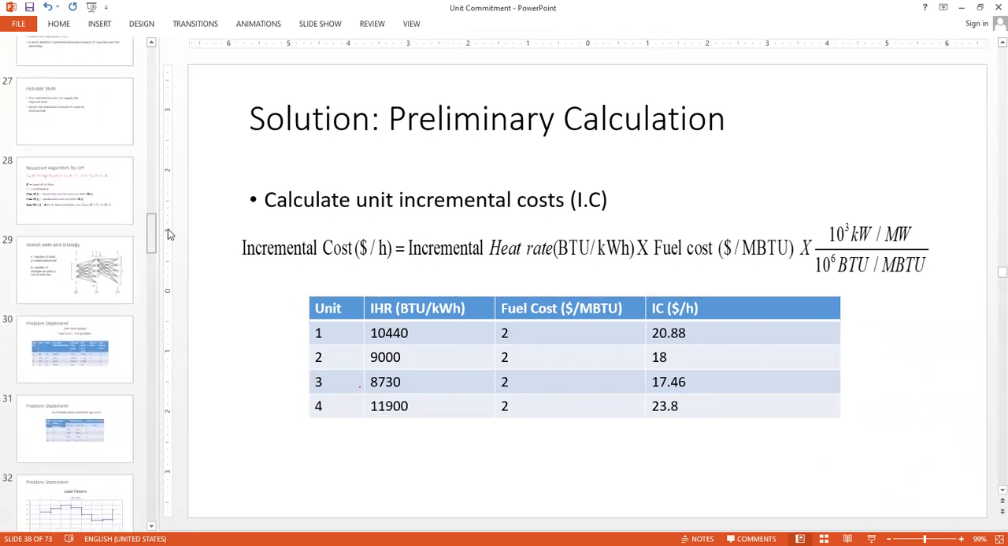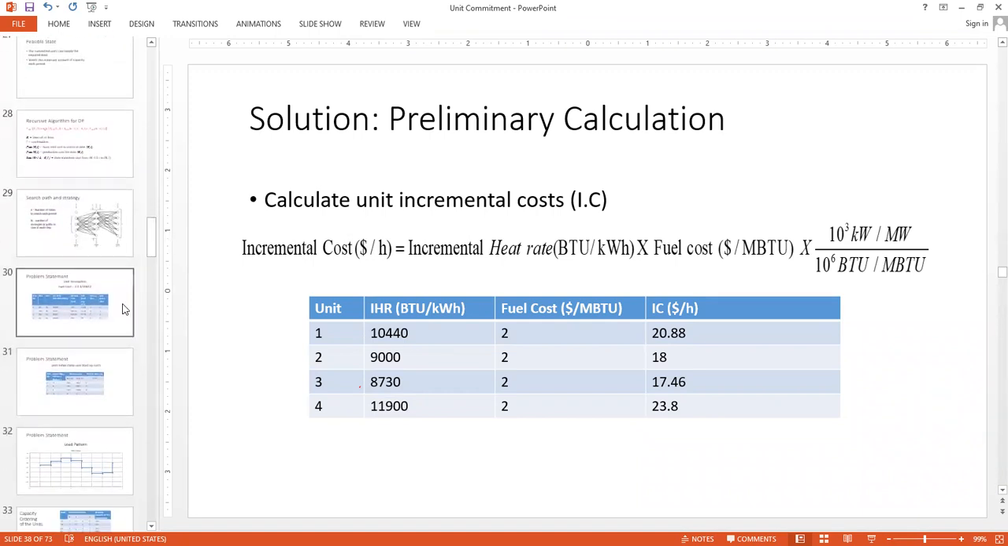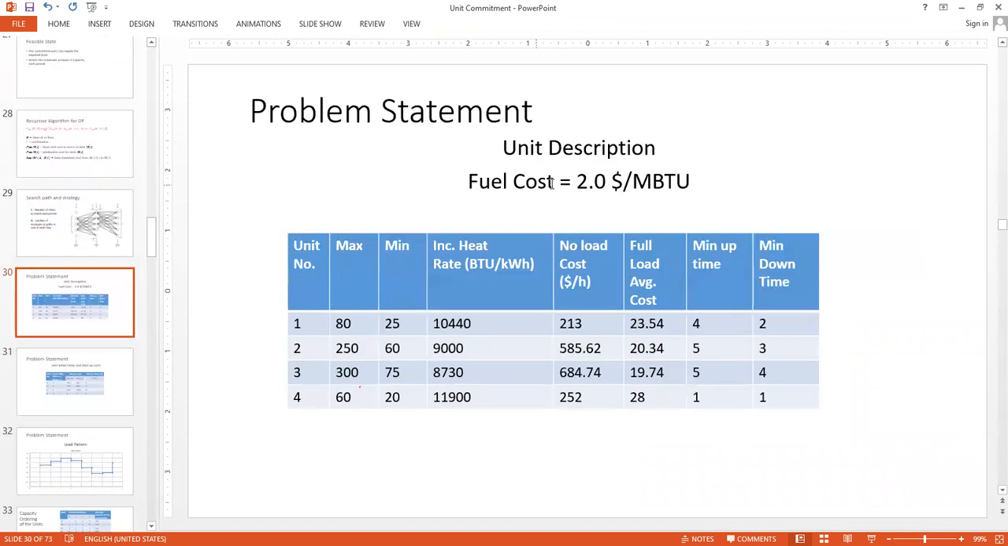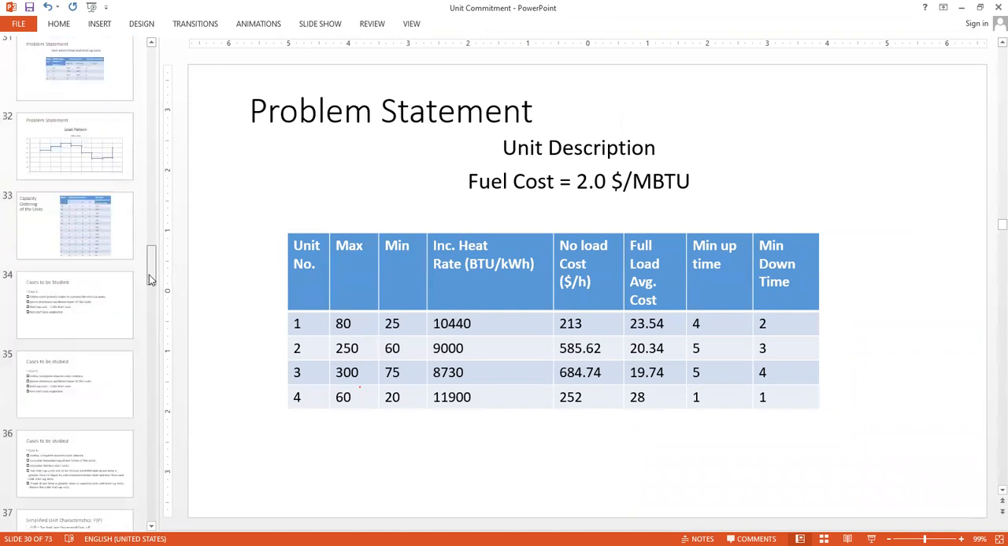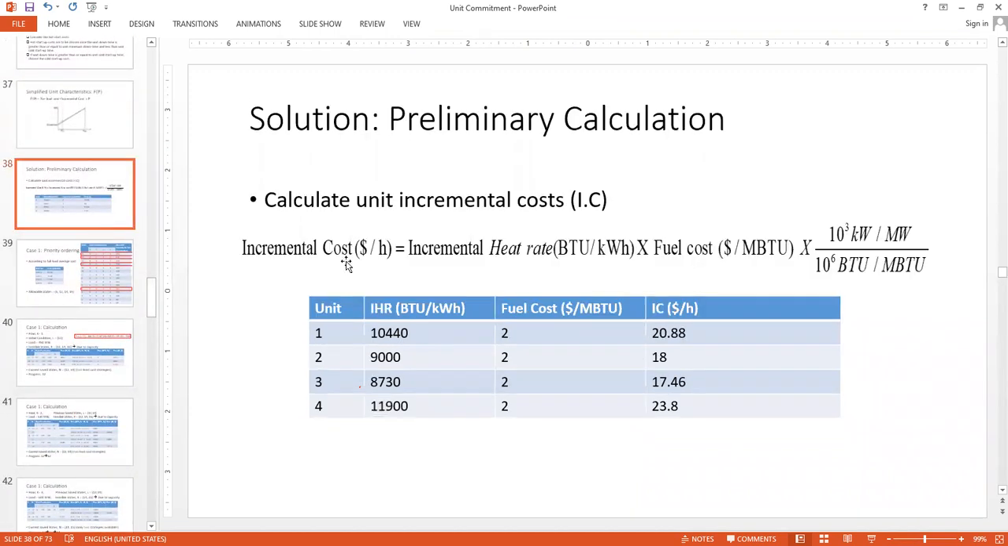So let's go here in slide number 30. The fuel cost is $2 per MBTU. So that is given. Okay, so it is listed here. Then the incremental cost is calculated as the incremental heat rate multiplied by the fuel cost.